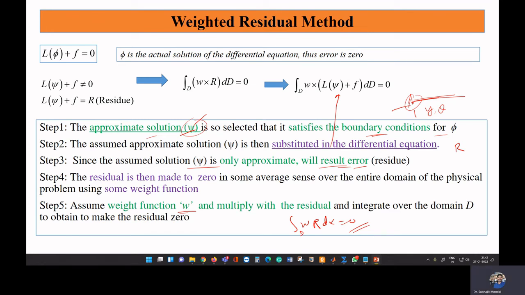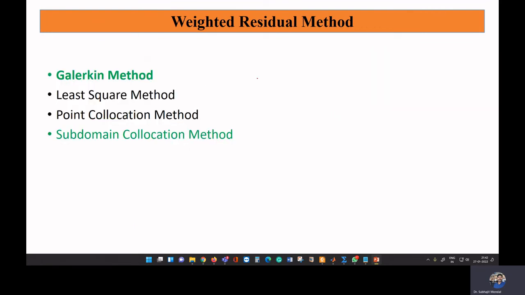Now in the weighted residual method we have various methods. There are 4 popular methods: the Galerkin method, least square method, point collocation method, and subdomain method, also called the subdomain collocation method. These 4 methods differ on the basis of how we assume the weight function. Depending on how we assume the weight function, we have these 4 methods.